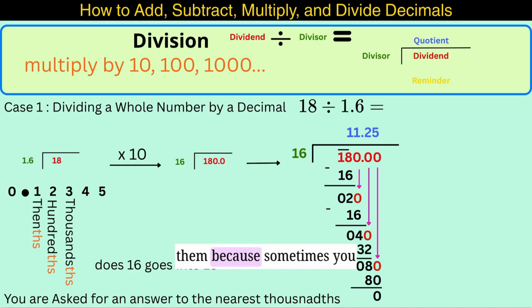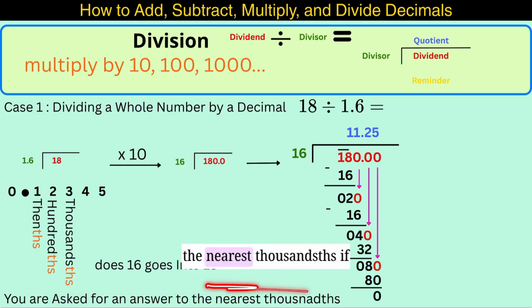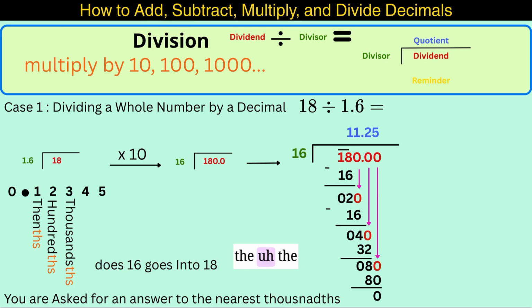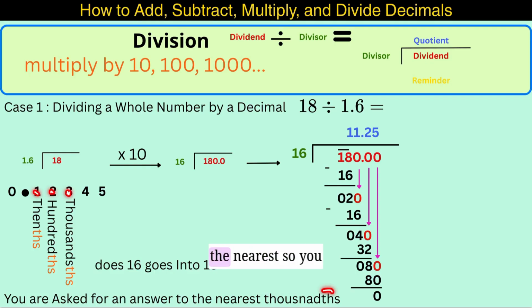Why do you need to know them? Because sometimes you will be asked for an answer, for example, to the nearest thousandth. If the answer has many numbers here, they will tell you to stop at the nearest thousandth, which, for example, in here, 1, 2, 3, that's the nearest, so you have to stop here. You don't have to go on. Sometimes they will ask you for the nearest 10,000, sometimes the nearest 100, it depends.